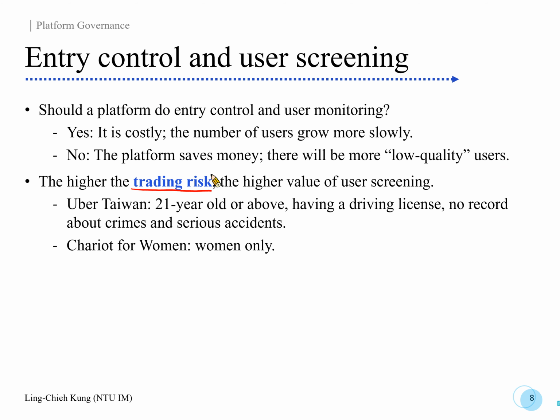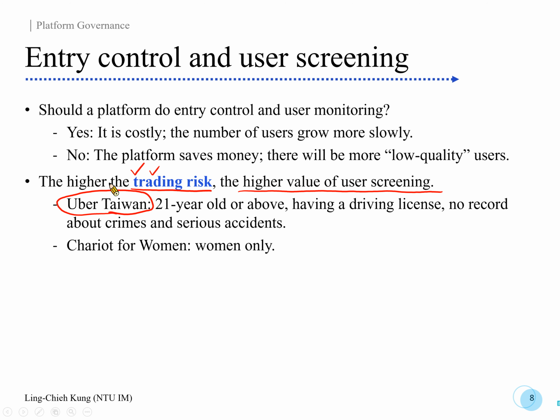But you always need to consider trading risk. If you are running a platform with high trading risk, then there is a higher value in doing user screening. For example, for Uber, if you are trying to be an Uber passenger, you're somehow worrying about the risk, because you need to sit in a stranger's car, and you understand that it's possible that there is some risk. That's why Uber Taiwan says you need to be 21 years old or above.